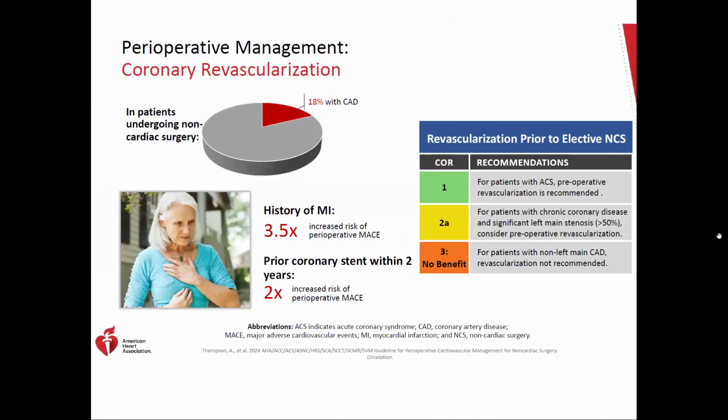But at the same time, we've got to take this stuff seriously. How many times have you read that a patient had an MI in the problem list? All the time. That patient is at 3.5 times the risk of MACE. And this one was even more profound to me: how many patients have a stent within 2 years? All the time. They're at twice the risk of MACE.